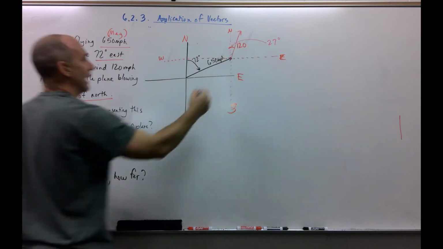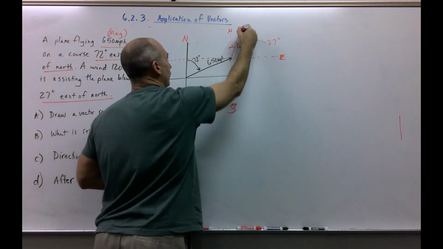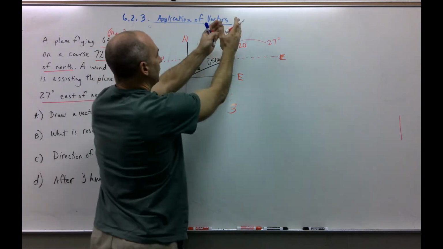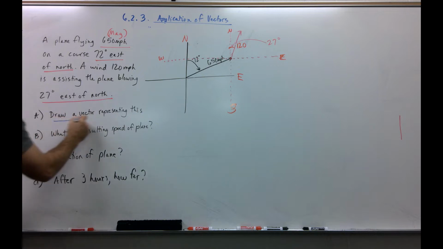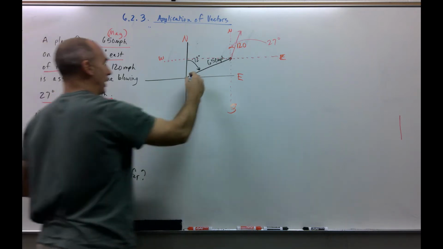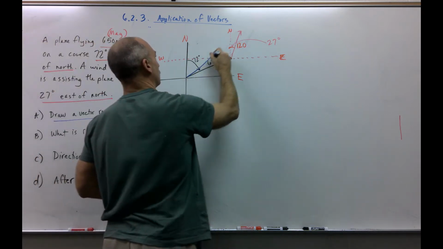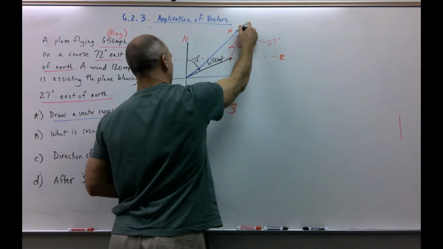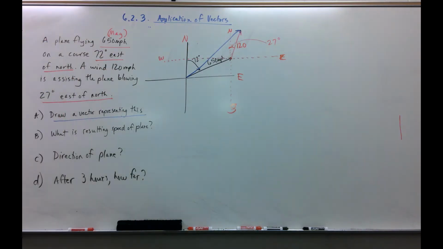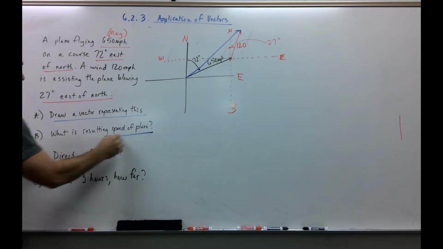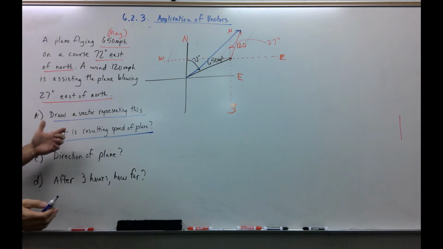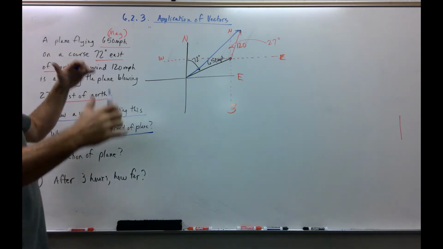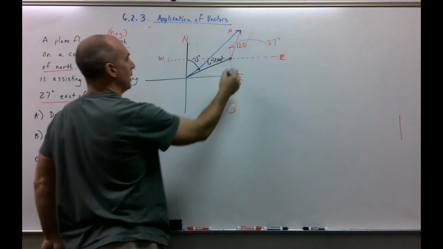Now the magnitude is 120, so the wind is coming from underneath the airplane. So the question is, draw a vector representing this. Well, the resulting vector would be right there, and they connect. So you can see, what is the resulting speed of the plane? Well, this is going to take everything that we've learned and kind of put it all together, because let's do a little math.